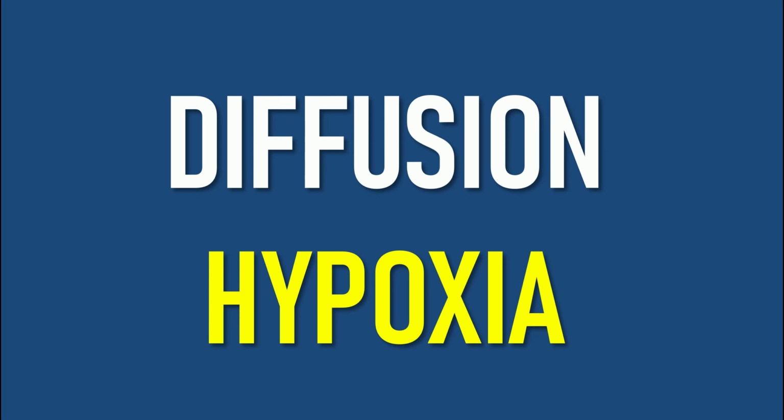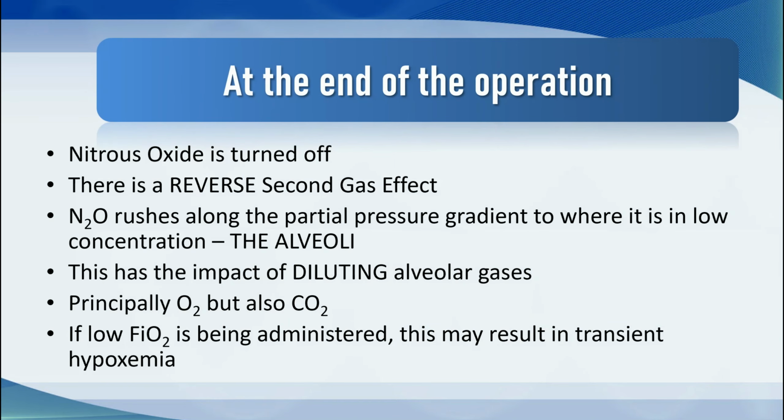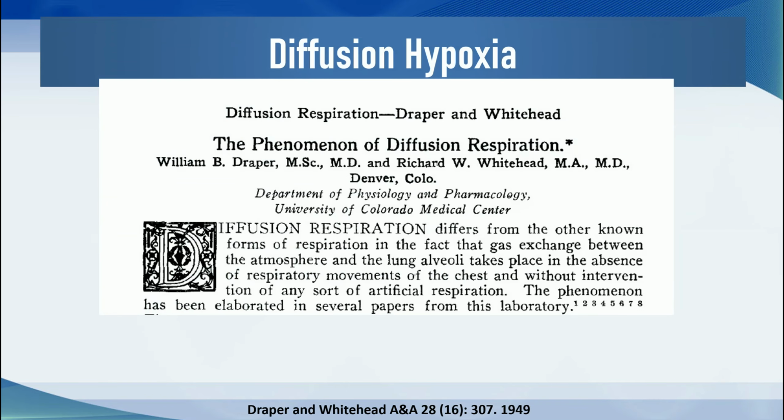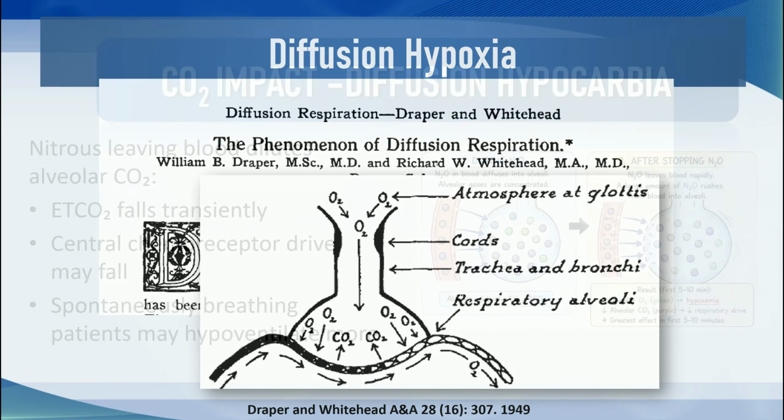Diffusion hypoxia. At the end of the operation, nitrous oxide is turned off. There is a reverse second gas effect. Nitrous rushes along the partial pressure gradient to where it is in low concentration, the alveoli. This has the impact of diluting alveolar gases, principally oxygen, but also carbon dioxide. If a low FiO2 is being administered, this may result in transient hypoxemia. It's known as diffusion hypoxia, and it was originally described in this paper in 1949.